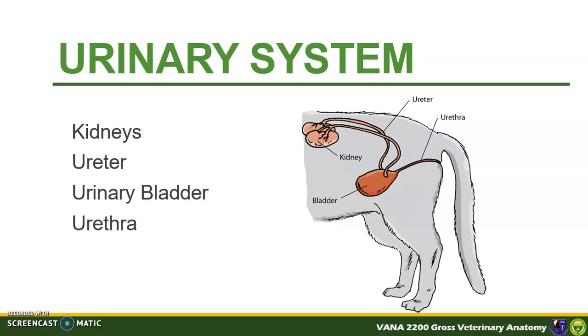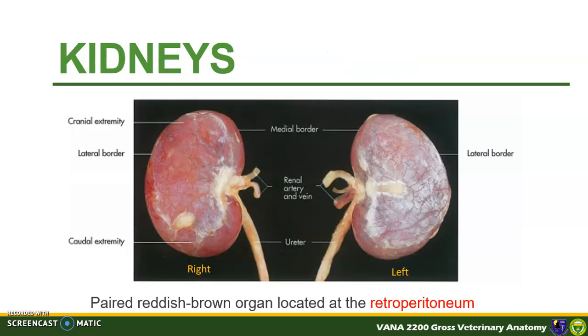The system lies in the abdominal and pelvic cavities. It is anatomically linked with the genital or the reproductive system and may be referred to collectively as the urogenital system. The urinary system consists of paired kidneys, paired ureters, the urinary bladder, and the urethra. Let us begin with the most important organ of the system, the kidneys.